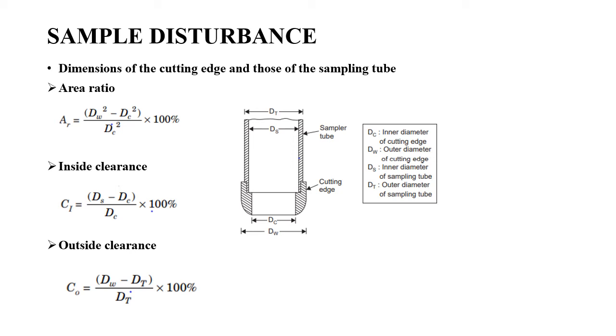For a good quality undisturbed sample, the outside clearance should not be much greater than your specified inside clearance. Based on the values obtained for each of these parameters, we will be able to assess the degree of disturbance which the soil sample will undergo if a particular sampler is used.